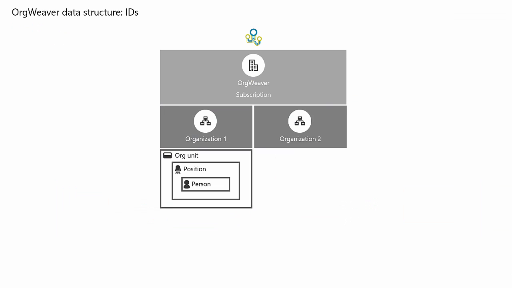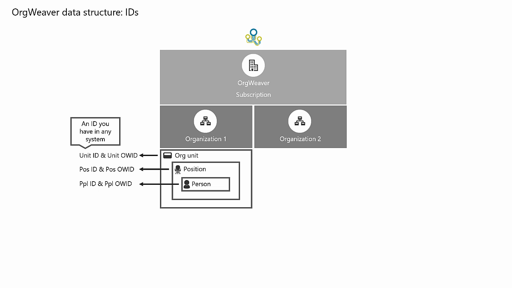When using OrgWeaver, you might notice several different kinds of numeric IDs. IDs are how we connect everything together accurately. Any data labeled ID is to help you connect OrgWeaver to other systems you may use. Any data that is labeled OWID is OrgWeaver's own internal way to automatically make sense of your data. IDs aren't required, but OWIDs are automatically generated for each piece of data you have in OrgWeaver.